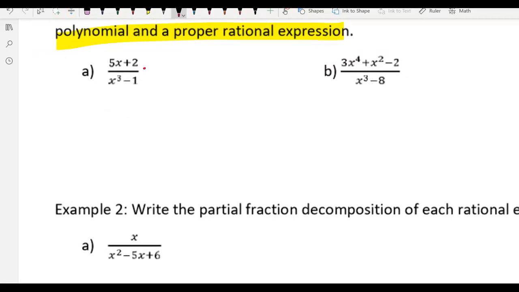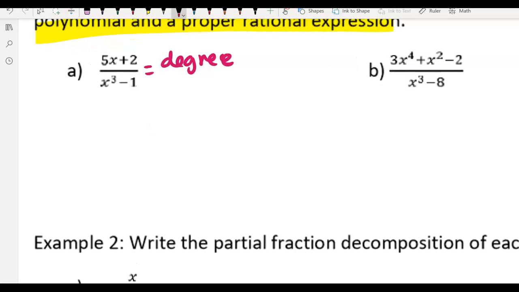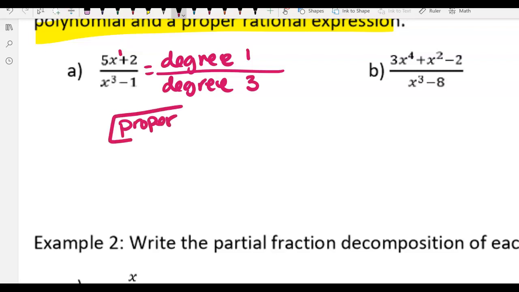So Nathan, what is the degree on the numerator? 1, because this exponent has a degree 1. What's the degree on the denominator? 3. So based on your definition, would this qualify to be proper or improper? Did you say proper? Do you guys agree? Okay, let's move on. Easy peasy. If it's proper, we don't have to do very much.